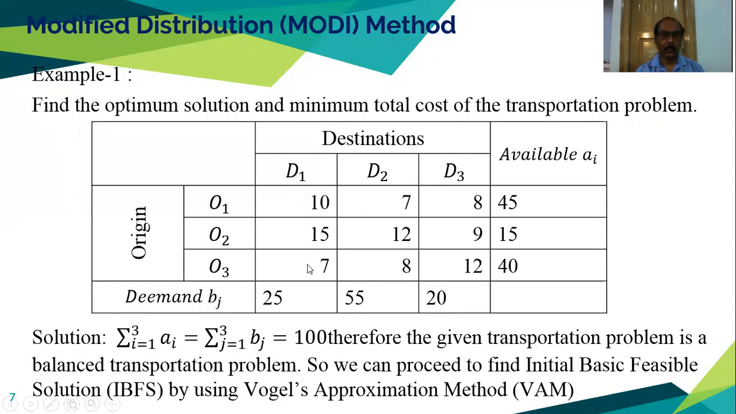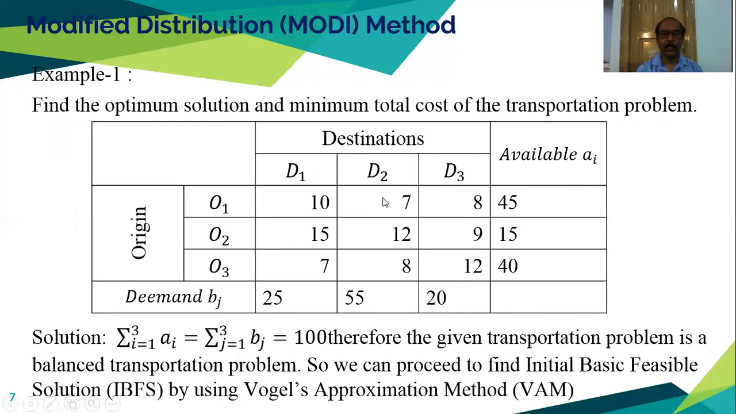This is the cost matrix of the given problem, this is the availability, and this is the demand at the destinations D1, D2, D3. And 45, 15, 40 is the availability at the origins O1, O2, O3. Or we can say these are the stocks and these are the demands. Availability is denoted by ai and demand is denoted by bj.